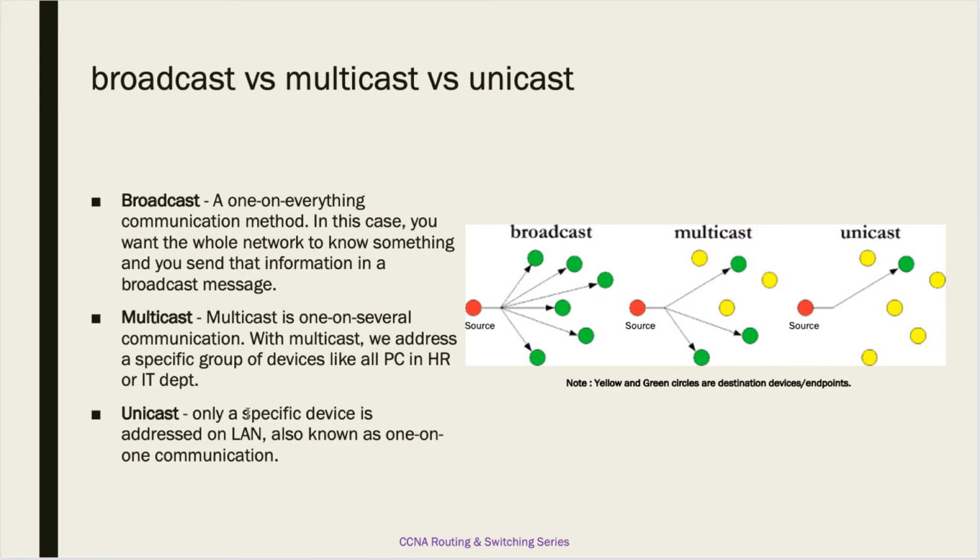To handle multicast, we do have special addresses and we'll learn those later. The third type of communication is unicast, where you have one source and one destination. So the one-on-one communication. And these are the different types of communication methods.